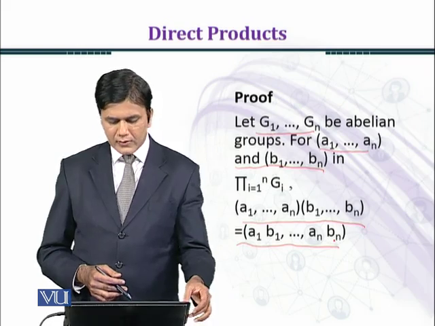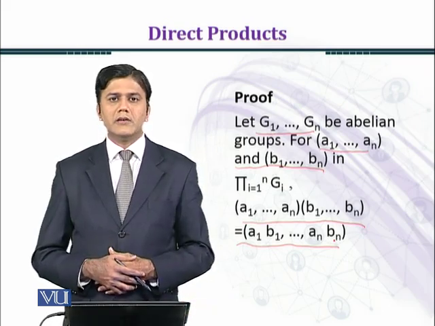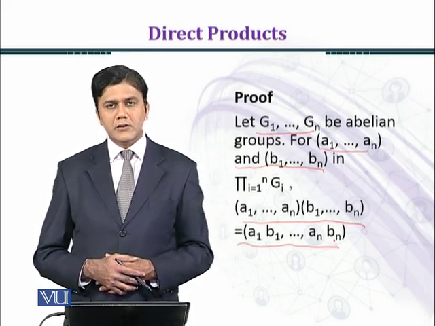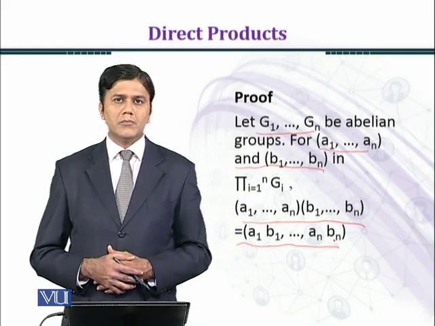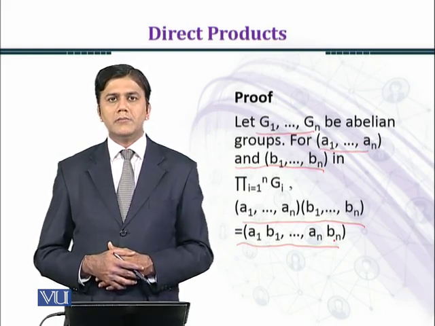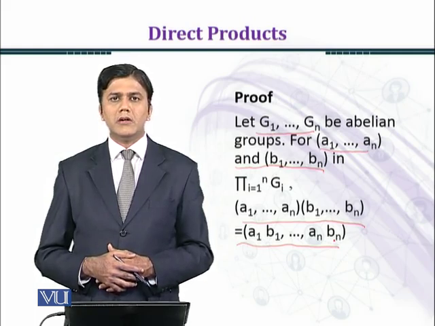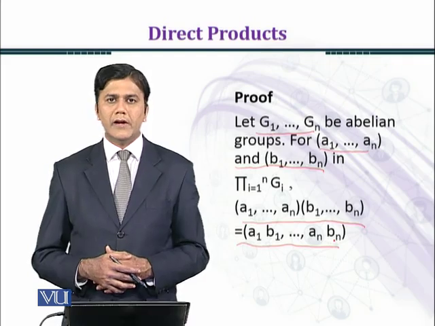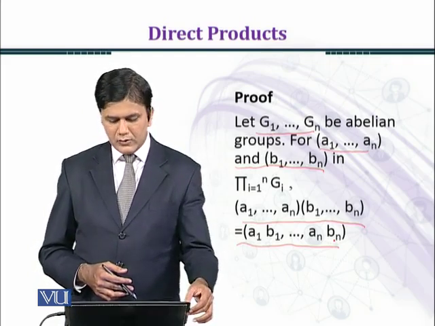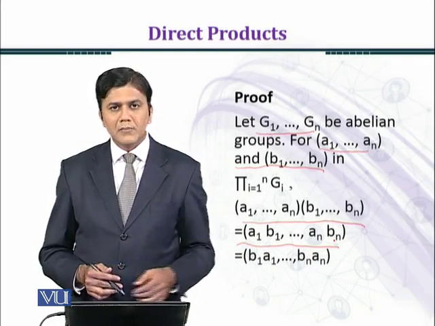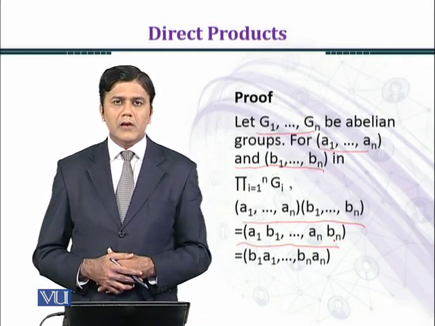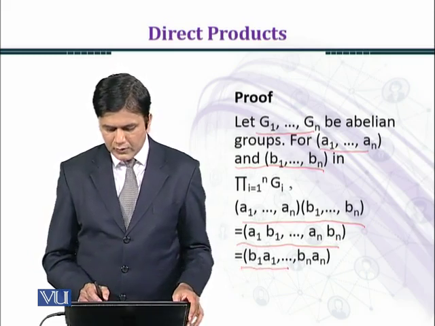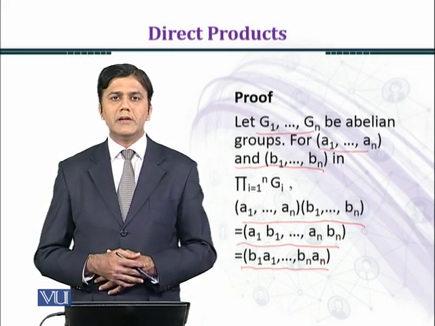And as you know, each Gi is an abelian group, therefore ai bi equal to bi into ai for every i equal to 1 to n. So we are going to use this property at the level of each component, and we shall obtain B1 A1 up to so on Bn An.